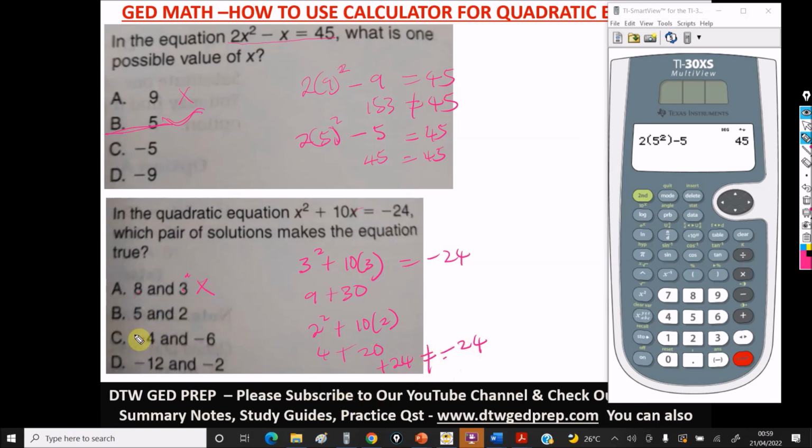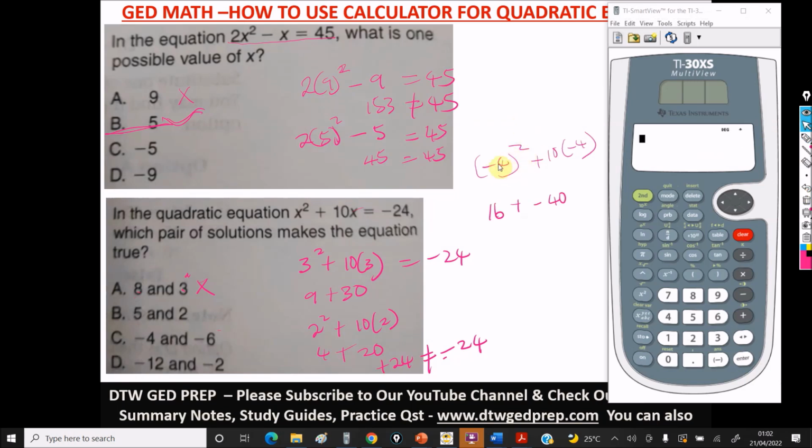Now let's test the second one. I will pick the smallest number out of minus 4 and 6, so I will use minus 4. Let's use our calculator for this. So we have minus 4 squared plus 10 in parentheses minus 4.